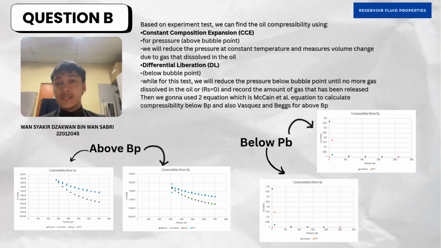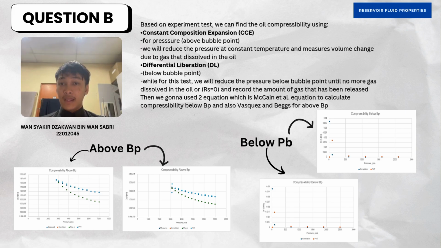For the CCE, we use this test for the pressure above bubble point, where we reduce the pressure at constant temperature and record the measured volume change due to gas dissolved in the crude oil. And for differential liberation, we use this experiment for below bubble point, using the same method, which is pressure reduction, until there is no more dissolved gas in the crude oil, which is RS equal to 0.